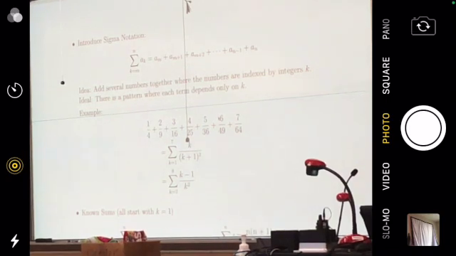Basically, you can think of this as you're storing part of an array, and then you're just adding the elements together. So the index is exactly the index of the array if you're in computer science.